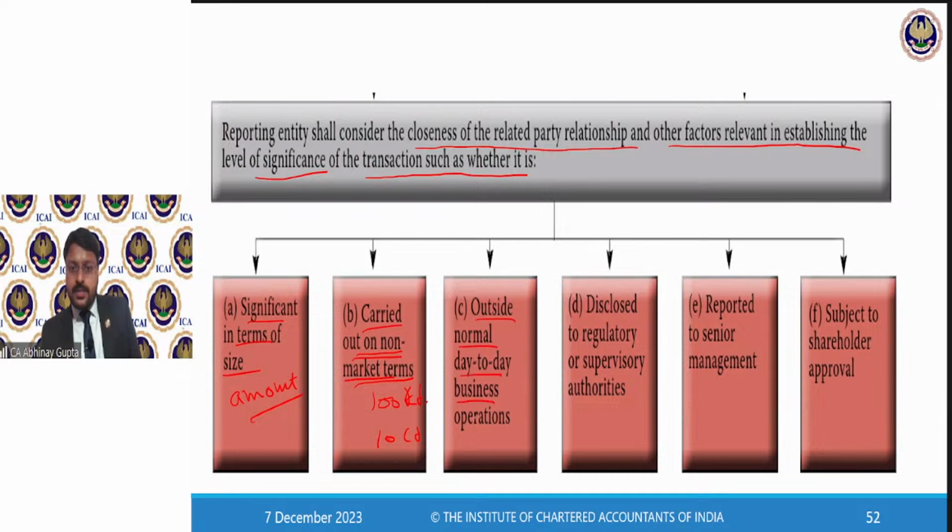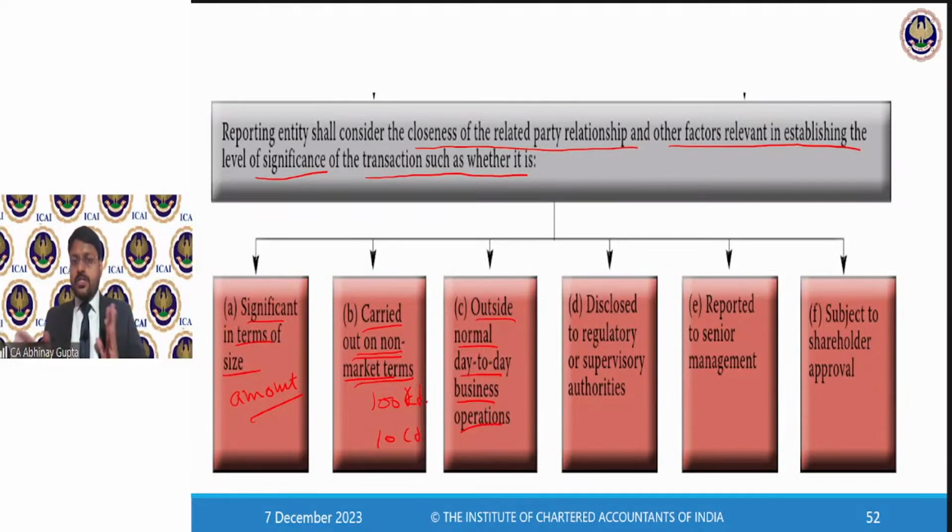Outside normal day-to-day business operations. So generally, I don't purchase a particular material or particular goods, but because government asked me to purchase, hence I have purchased. So that is a significant transaction. For example, Cochin Shipyard generally doesn't purchase land because they don't need land as such, right? But government forced them to purchase this land parcel. So they have purchased it. So in that case it needs to be disclosed.